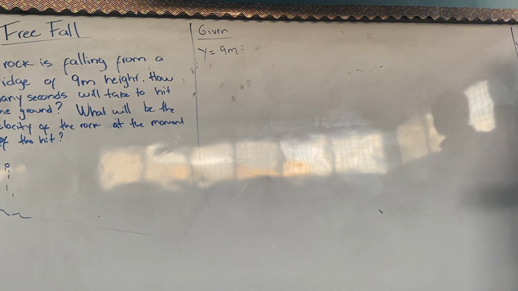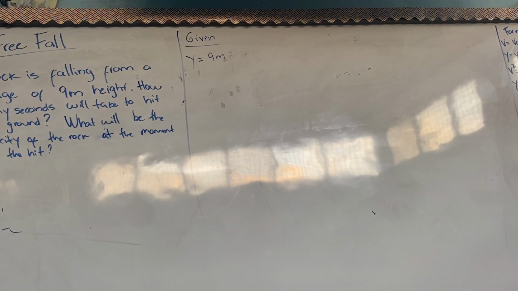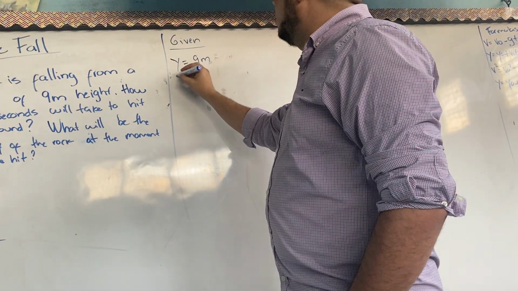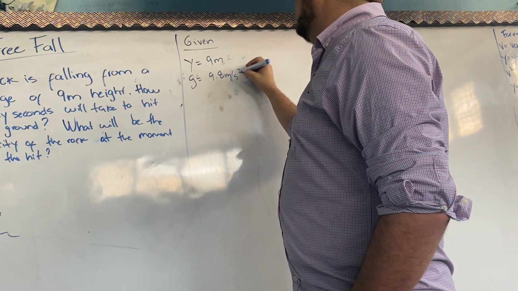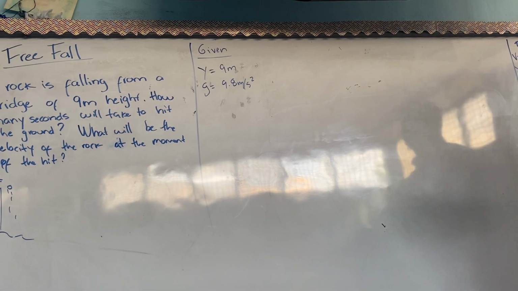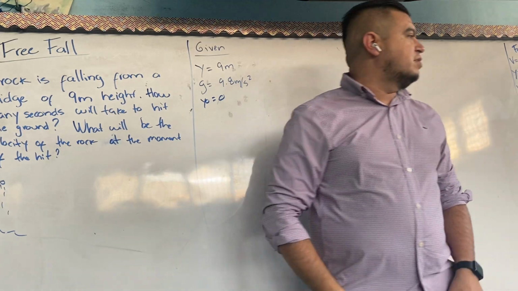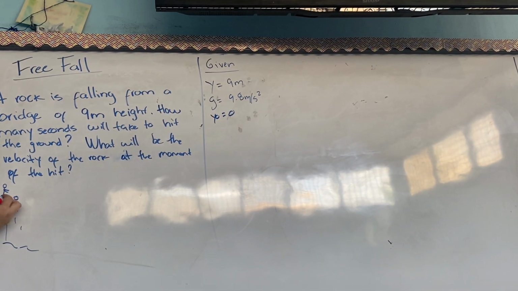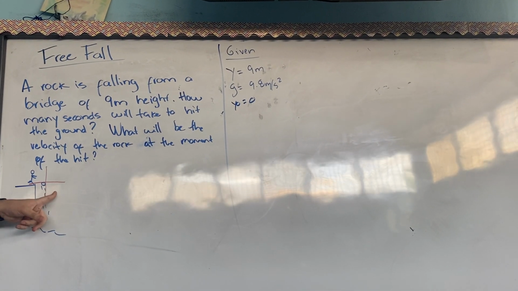Then what else do we have? Gravity, right? Because we're making this problem on Earth, we already know that the gravity on Earth will be 9.8 meters per second squared, right? And then what else do we have? Y0, that is 0. Initial y will be 0 because at the beginning of the problem you have to take it like a Cartesian plane just in the object, right, that is falling.